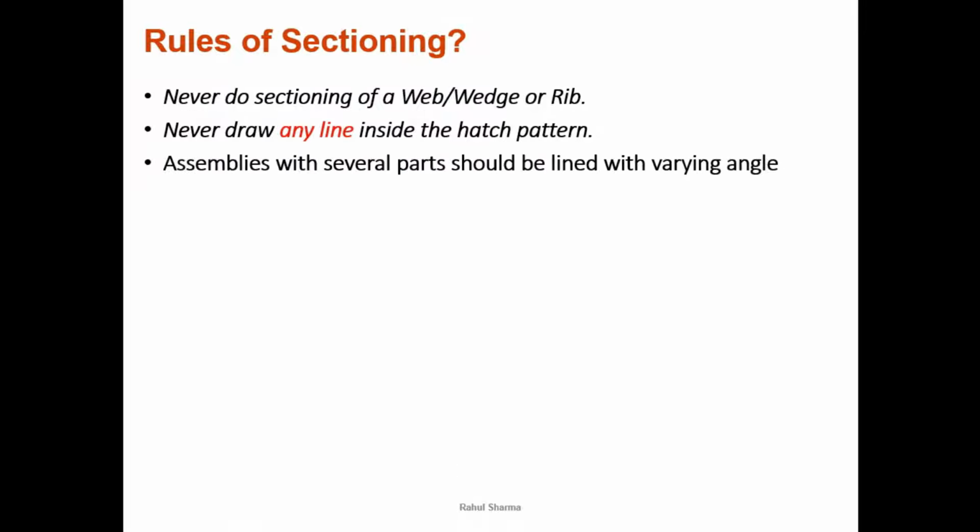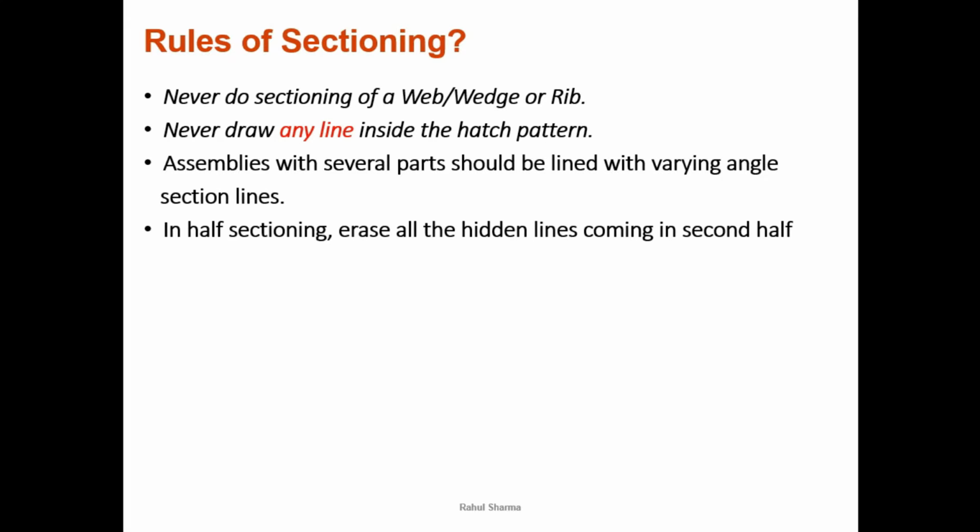Whenever there are assemblies of parts, you have to show the different surfaces at different angles of section line. In half sectioning, we have to erase all the hidden lines in the second half part of the object. I will discuss in detail when we solve the question of half sectioning.